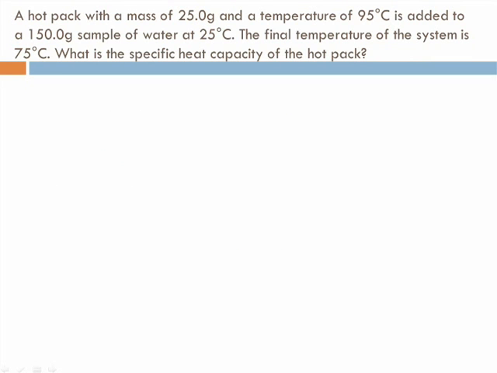Now let's look at a calorimetry example here. We have a hot pack with a mass of 25 grams and a temperature of 95 degrees, added to a 150 gram sample of water at 25 degrees. The final temperature is 75 degrees. What is the specific heat capacity of the hot pack? Well, let's visualize that.